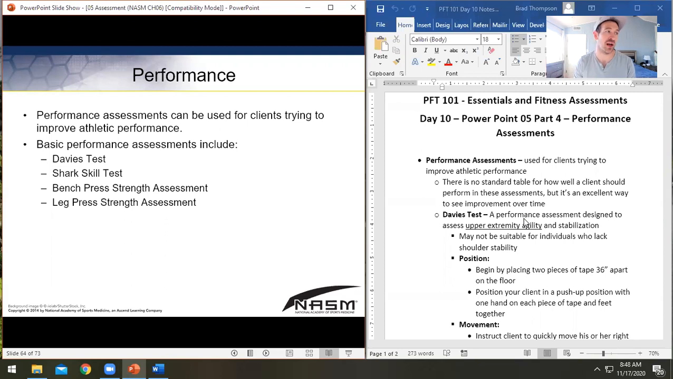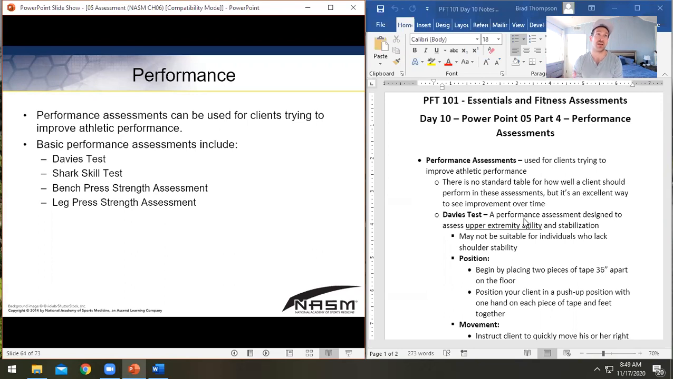This isn't so much about comparing your statistics to these standardized tables. This is really more about comparing your statistics to future you. The Davies test and the Shark skill test are both agility assessments, and they're just you versus future you. You're going to compare your beginning numbers to your ending numbers. The faster you are able to perform either of these, the better you're doing.